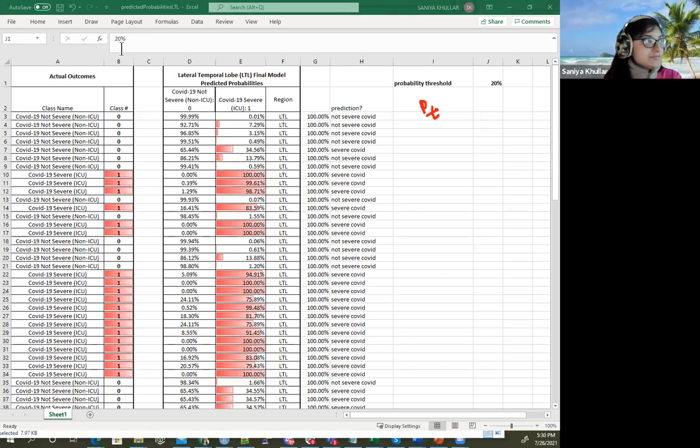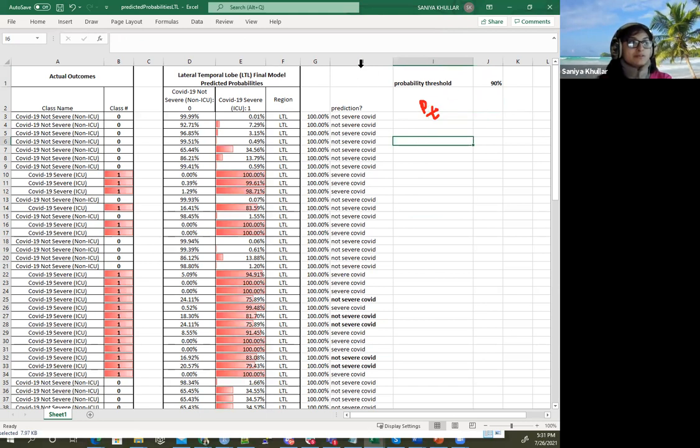So based on these results here, we can see severe COVID, not severe. If I change this to like 15%, you might observe some other changes happening. Let's look at what happens here for these ones. If I set 80%, let's look at how these change. For instance, if I raise the probability threshold to 90%, then these change to not severe COVID. You can notice a lot of other changes. So that's based on what threshold.